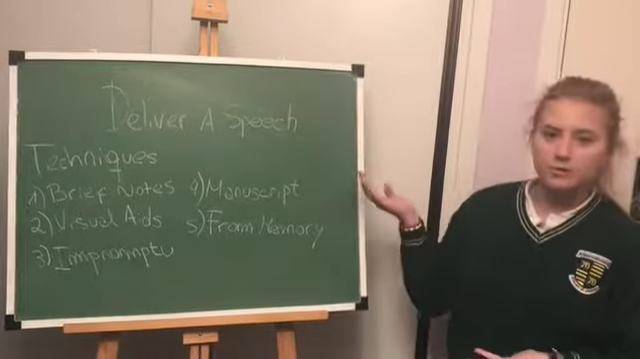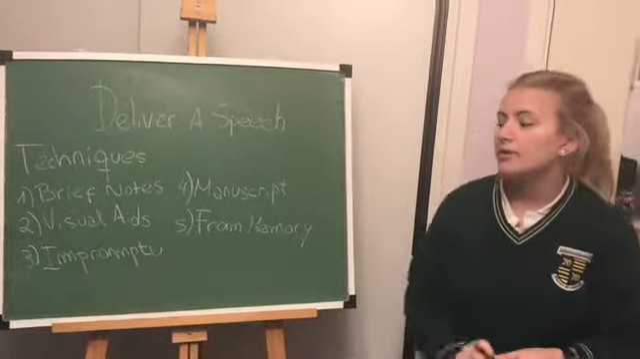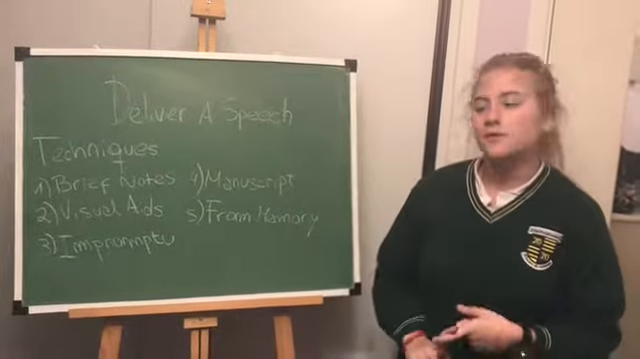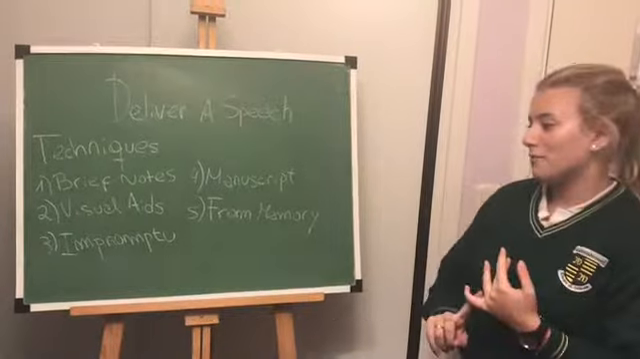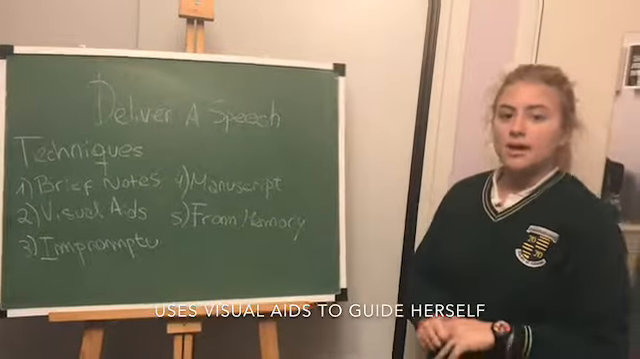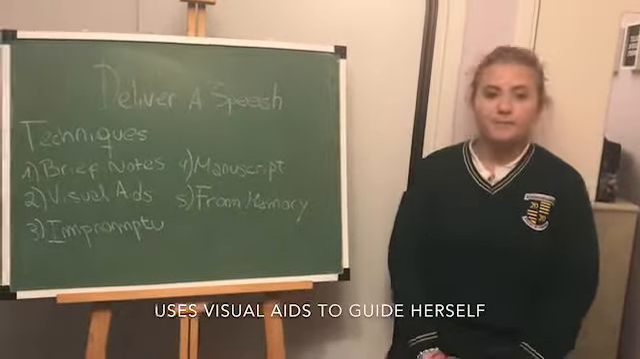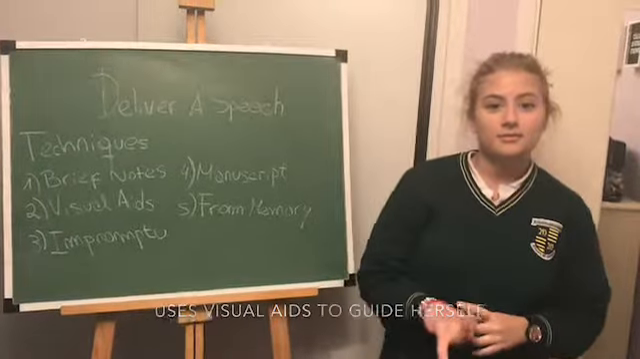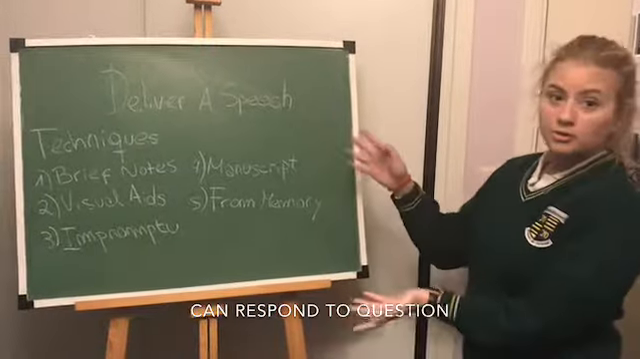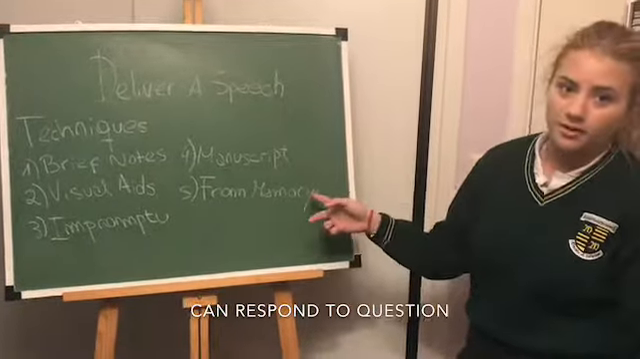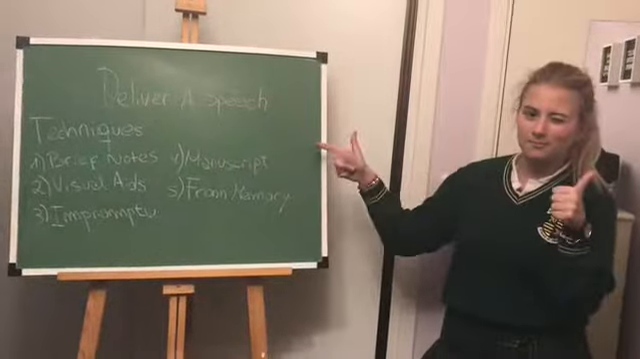Now I'm going to talk about how to deliver a speech. There are 5 techniques. The first one is brief notes, visual aids, impromptu, manuscript, and from memory. Excuse me. Why did you put them in that order? They are in this order because they are ordered from the most effective to the least effective.